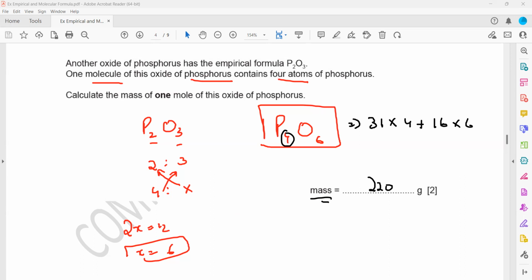So 220 grams will be the mass of one mole of this phosphorus oxide, which contains 4 phosphorus and 6 oxygen. How do we work out how many oxygen will be there? Because in the empirical formula, the simplest ratio is 2:3. So if 4 phosphorus, it will be 6 oxygen, so the ratio remains 2:3. Is it clear this part?